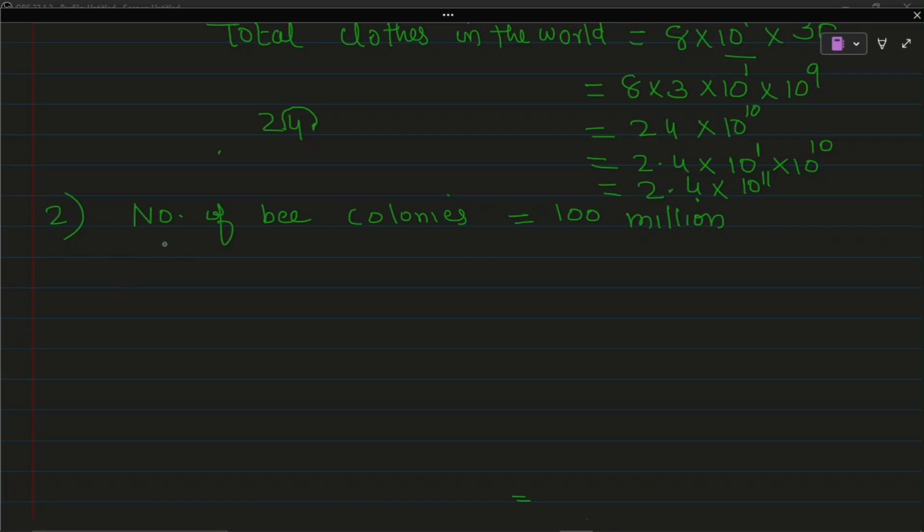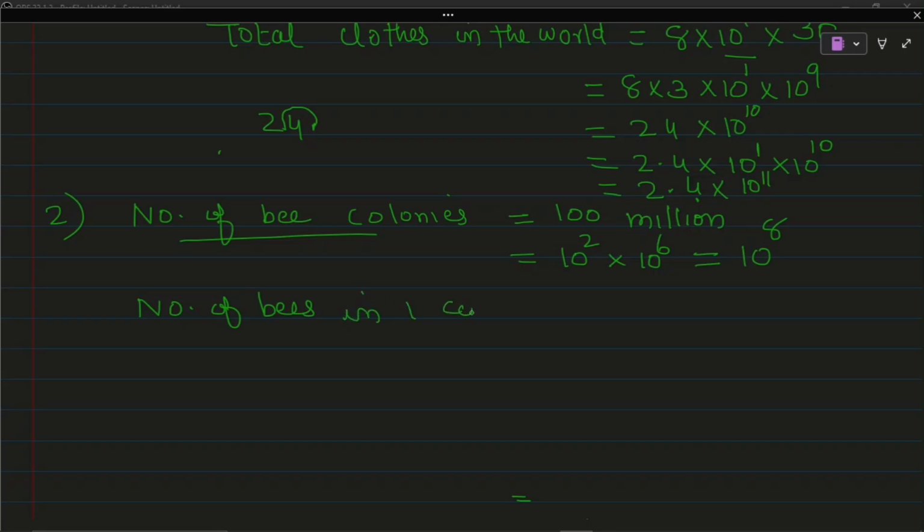Answering, we can write the number of bee colonies in the world, that is 100 million. 100 we can write as 10 square, because 100 is 10 into 10, that is 10 square. Million means 10 lakh, that means 10 raised to 6. So you can write this answer as 10 raised to 8, that is the total number of bee colonies in the world. Now in each colony, that is the number of bees in one colony.